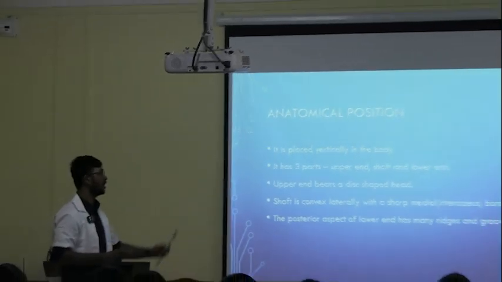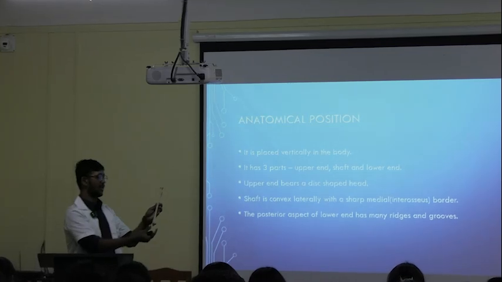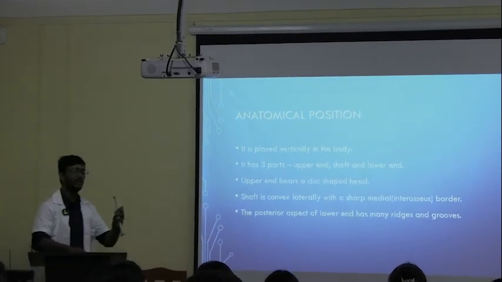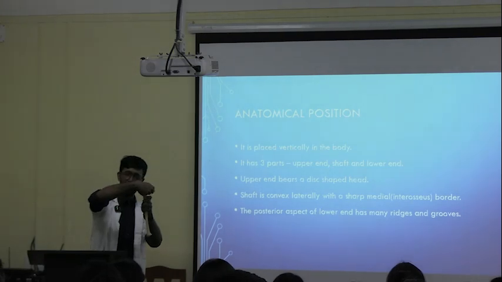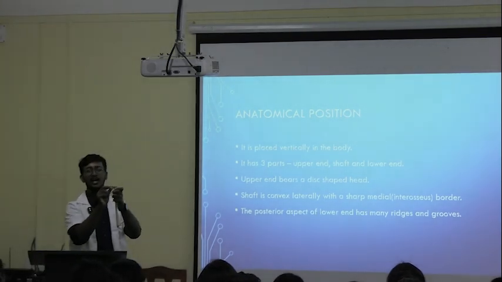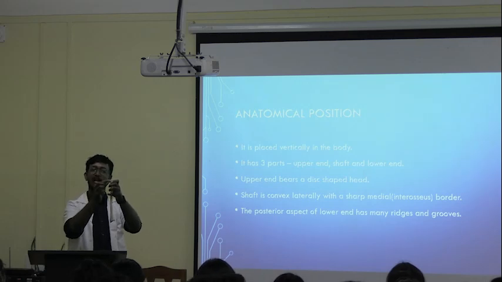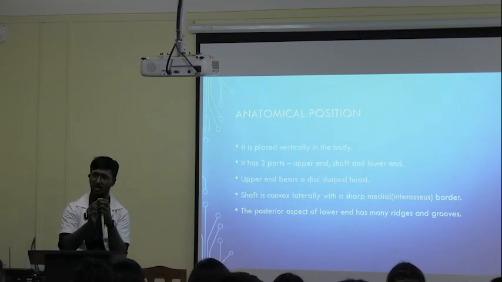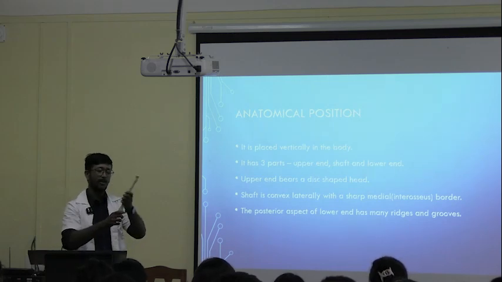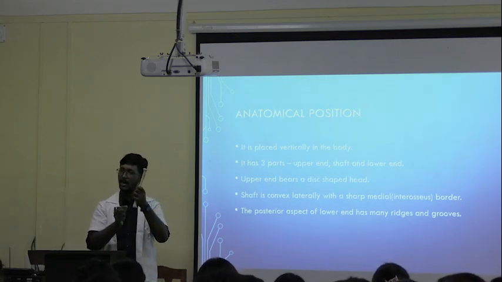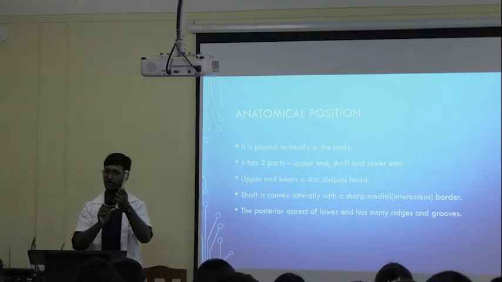Now anatomical position: it is placed vertically in the body, and it has three parts as I have said, upper end, shaft and lower end. The upper end bears a disc shaped head where the humerus capitulum attaches. Medially you will see an ulnar notch. This ulnar notch will attach with the ulna, and this joint is known as a pivot joint. You have been taught joints. In the lower end also we have an ulnar notch which will attach with the lower end of the ulna, and there will be another pivot joint.